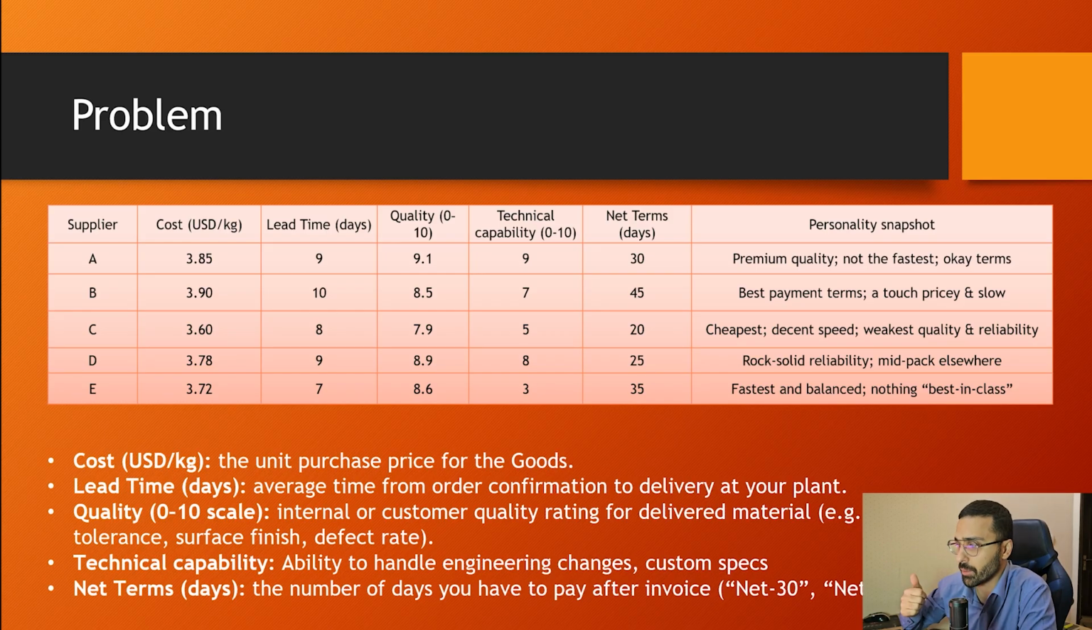Next, we have lead time. This is the time it may take for the goods to ship from the supplier to our plant, our factory, our business, and this is measured in days. So a lead time of 9 days means that it may take 9 days for the goods to be shipped to our place. The third criterion is quality, and as you can see, the quality ranges from 0 to 10. Almost all the suppliers have good quality. The minimum quality is 7.9 out of 10, which is good.